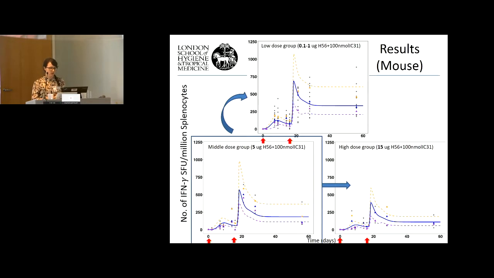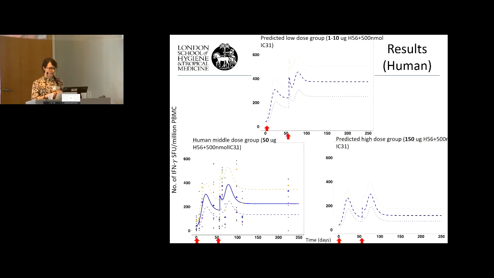So the next stage was then to go into the human, fit the model to the human data. If you look at the bottom left-hand panel, it's the same colour patterns for the data. The model fit quite well, although the data was quite variable. And so that's the 50 microgram human dose group. We took the same relationship between the change in parameters that we had for the mice, and we applied it exactly to the human data set, and we predicted the low dose group and the high dose group.